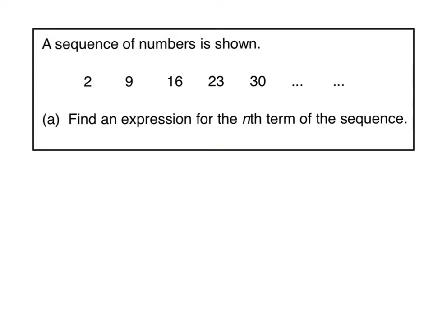A sequence of numbers is shown. Find an expression for the nth term of the sequence. So what I'm just going to do, I'm just going to copy the sequence down here. And the first thing that we're going to do is look to see what it's going up in. And you can see that each time we're going up by 7.